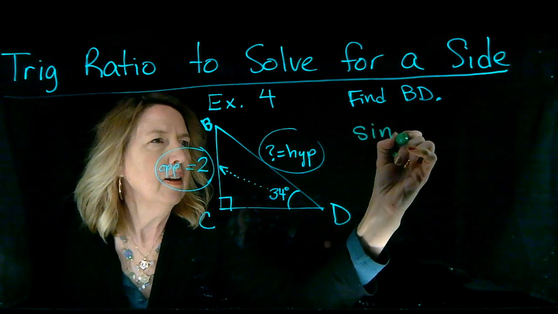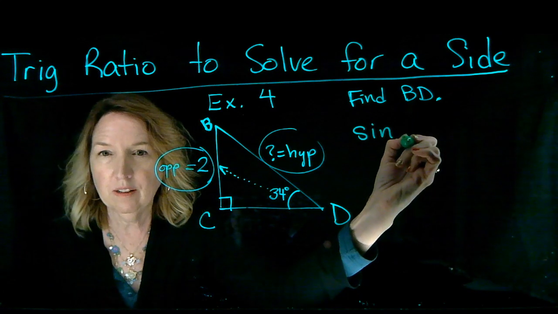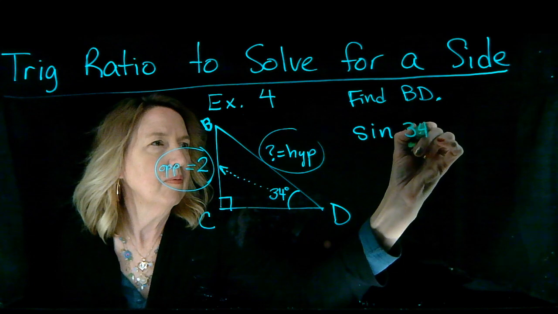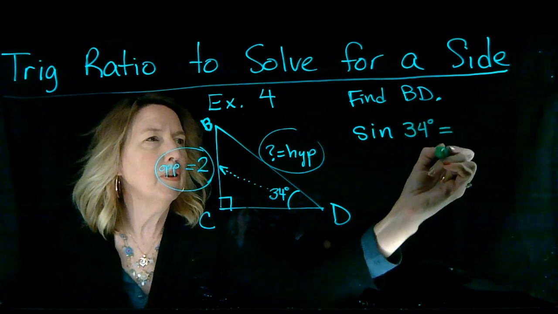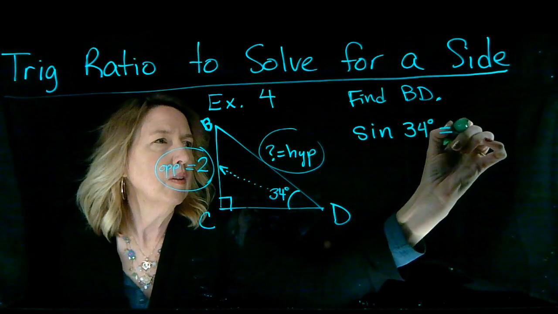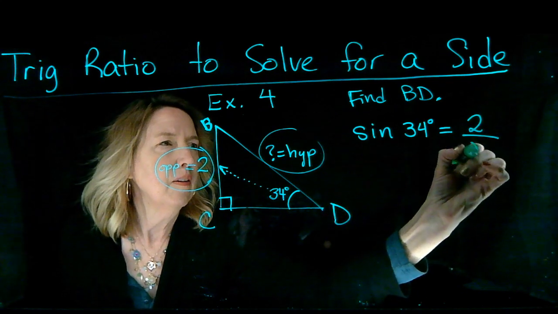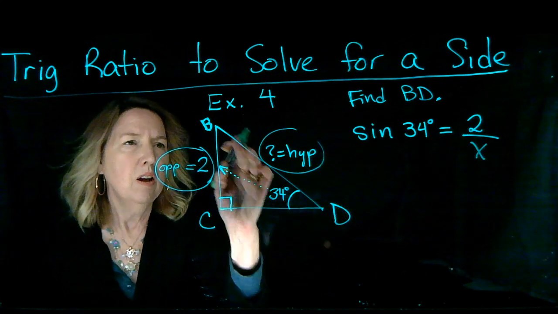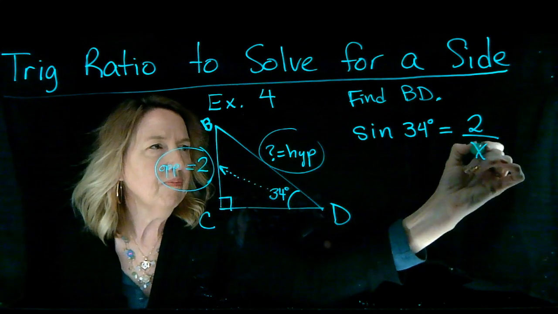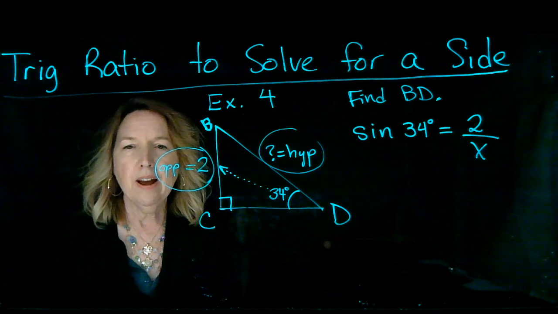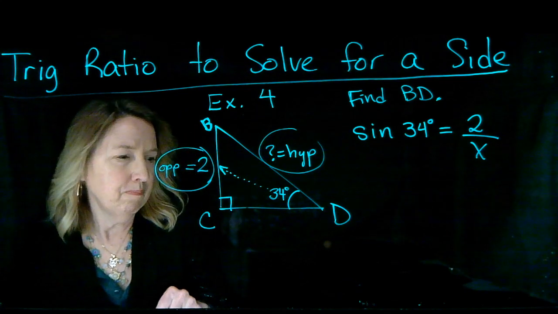The sine of the angle, which angle? 34-degree angle, is equal to the opposite side over the hypotenuse. This time, our unknown is the hypotenuse. And that's what makes this one more challenging.